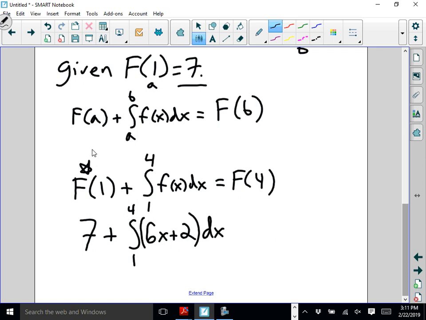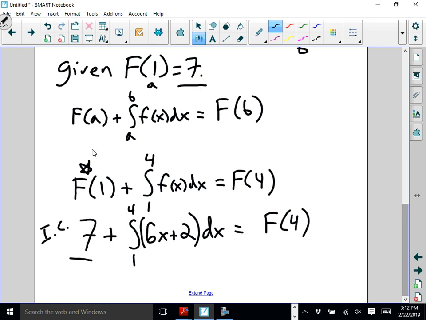That's going to equal what I'm looking for, capital F of 4. Now I can figure out what capital F of 4 is by doing 7 plus the integral from 1 to 4 of 6x plus 2 dx. I call this thing my initial condition, and I call this topic initial condition plus, because we do initial condition plus the integral to get our other point.